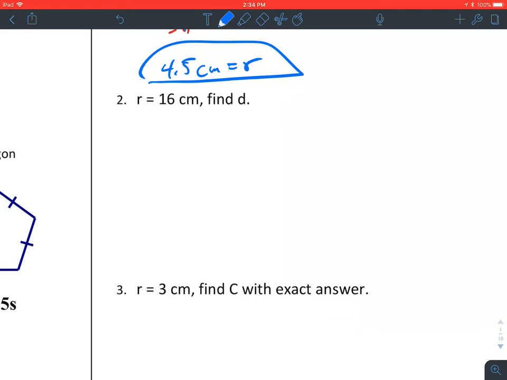Number 2, we're given the radius and have to find the diameter. The diameter is always twice as big as the radius. So the diameter is going to be 2 times 16. Therefore, the diameter is 32 centimeters.